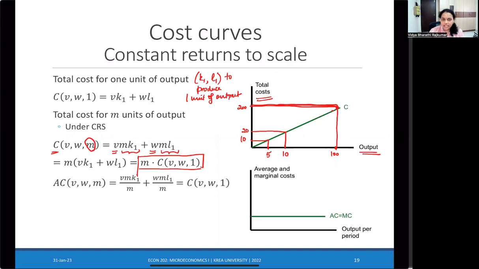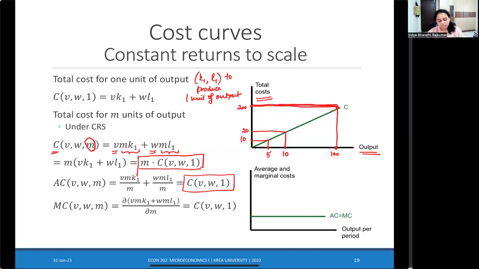We can very easily see what the average and marginal costs would look like here. AC, average cost, is just total cost divided by the number of units of output. So if M units of output are being produced, I just have to take the total cost for M units and divide throughout by M. And the answer that I'll get is just C of V, W and 1, the cost of producing 1 unit. Because for every additional unit, it's just going to be the same per unit cost because of CRS. If I want to compute marginal costs, all I have to do is take a derivative of the cost function with respect to M.